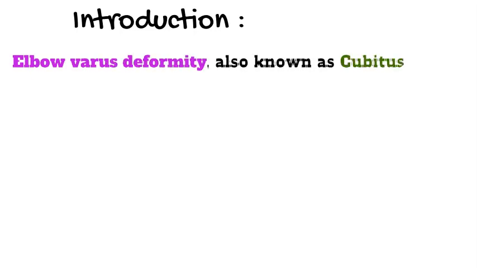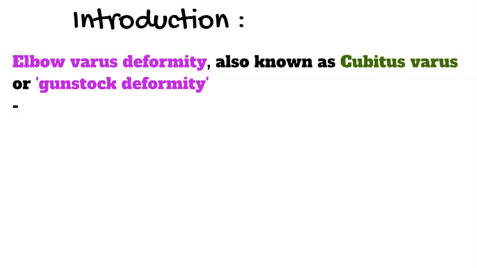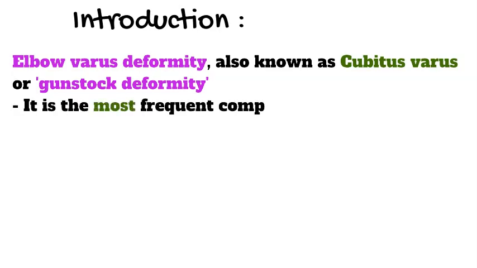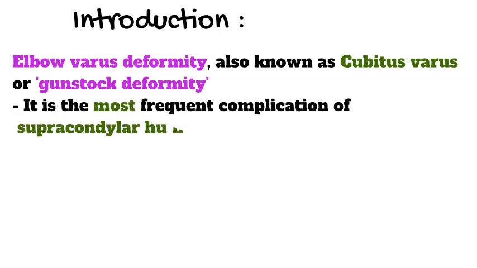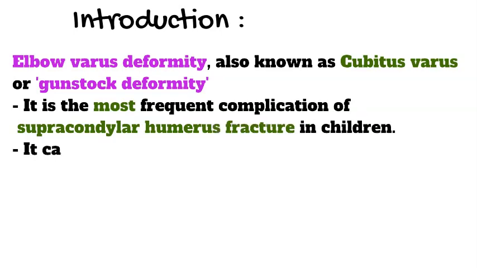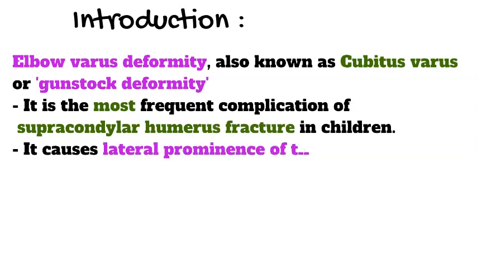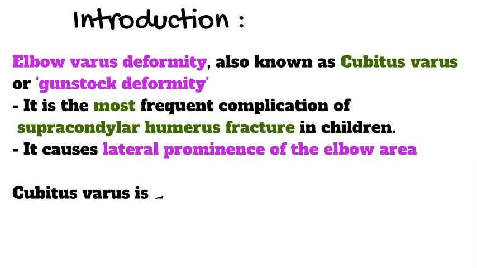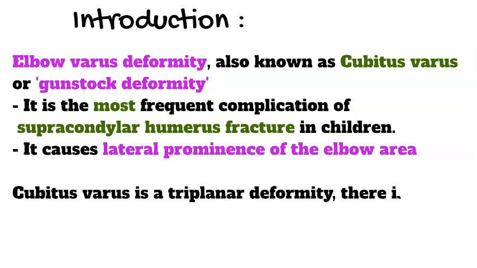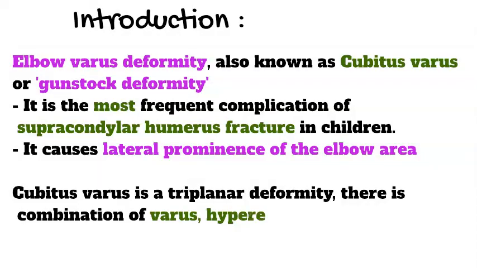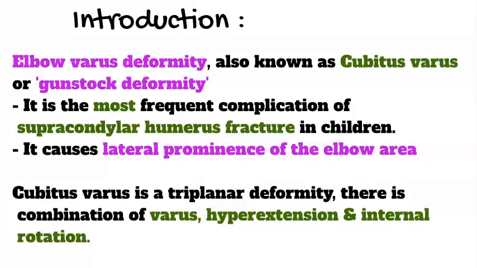As an introduction, elbow varus deformity is also known as cubitus varus or gunstock deformity. It is the most frequent complication of supracondylar humerus fracture in children. It causes lateral prominence of the elbow area. Cubitus varus is a triplanar deformity, a combination of varus, hyperextension, and internal rotation.